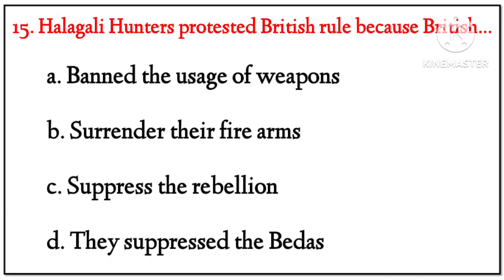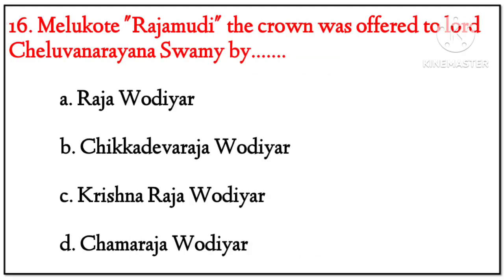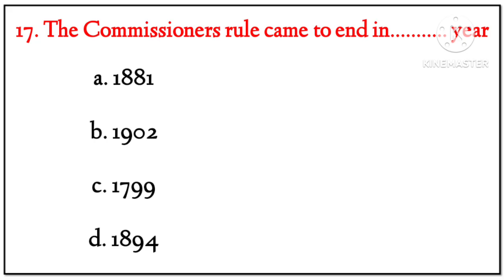15th, Halagali hunters, Bedas protested British rule because British, options are here, banned the usage of weapons, surrender their firearms, suppress the rebellion, they suppressed the Bedas. Our right option is here, banned the usage of weapons, A. 16th, Melkote Rajamudi, the crown was offered to Lord Chalvanarayana Swami by Rajavadeyar, Chikka Rajavadeyar, Krishna Rajavadeyar, Chama Rajavadeyar. Our right option here, the first one, Rajavadeyar. The commissioners' rule came to end in, our options are 1881, 1902, 1799 and 1894. Our right option is here the first one, A, 1881.